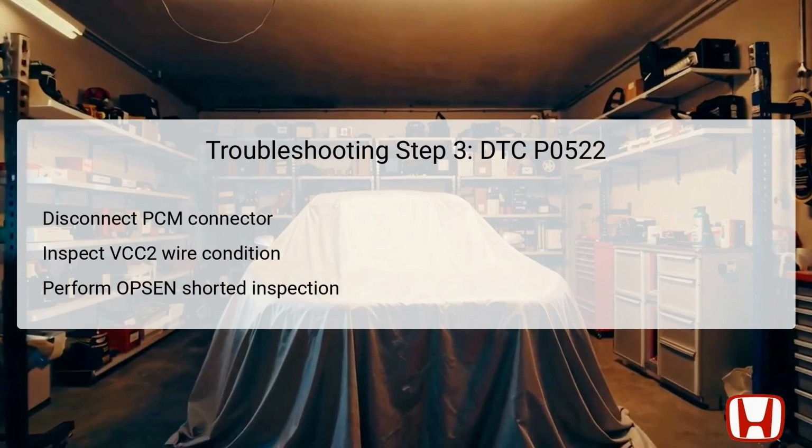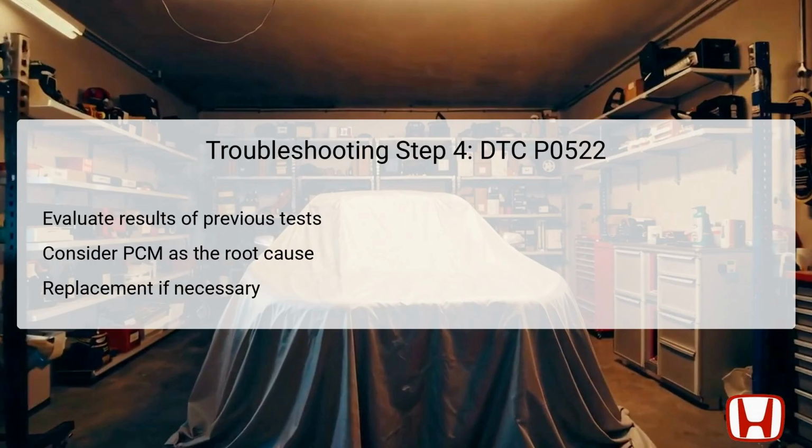Additionally, the OPSIN inspection must verify that it is not shorted to the ground. A short circuit to ground would cause incorrect readings and potentially trigger the DTC. Any abnormalities identified during these inspections could indicate a fault within the circuit.